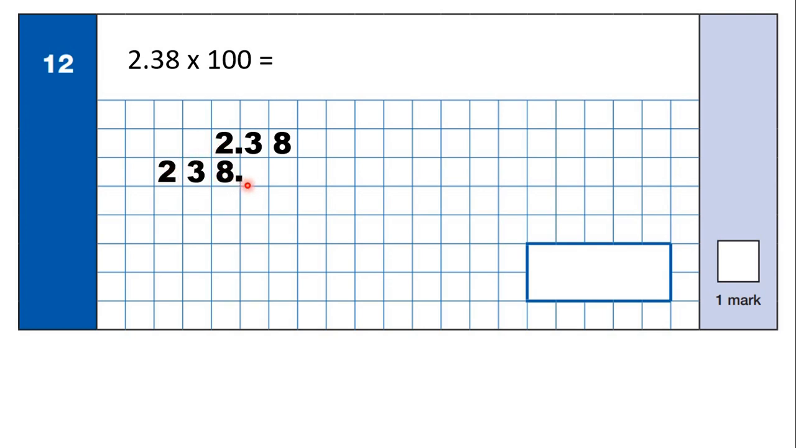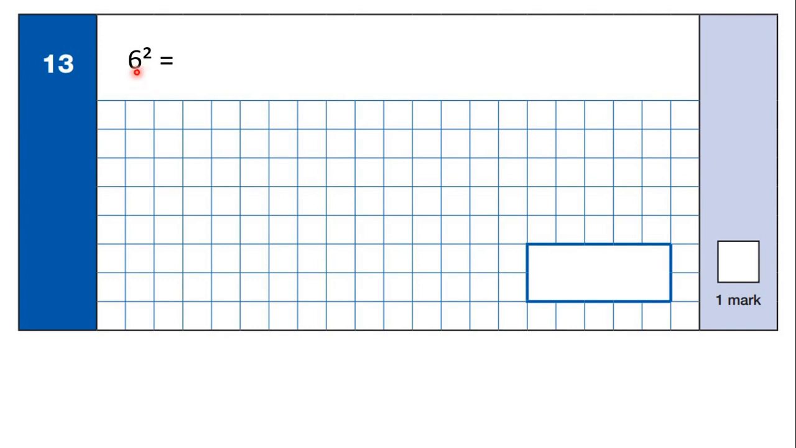Now we can see that the decimal point is at the end of our number, and if we have a decimal point at the end and no digits after it, we have a whole number, so our answer is 238. The other way to think about multiplying by 100 is to imagine the decimal point moving. So if we move the decimal point 2 places, we can see that it's now at the end of our number, so we get the same answer.